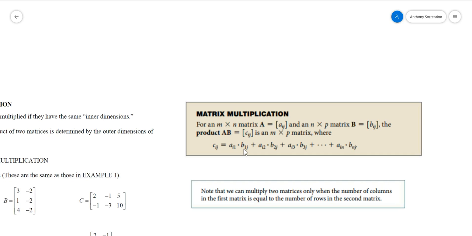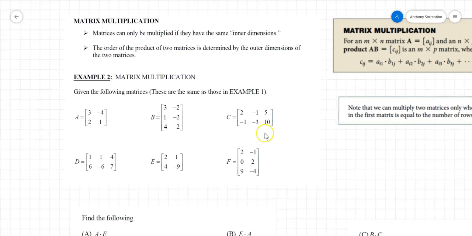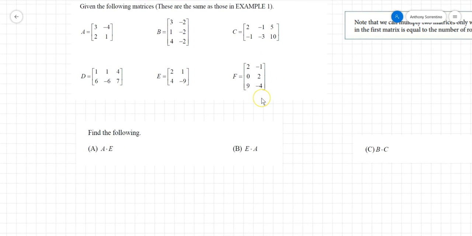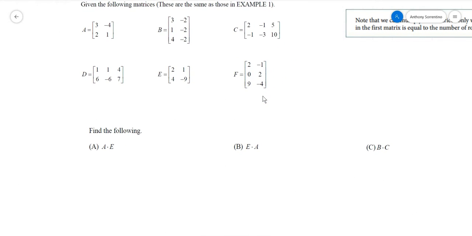That's where some students have issues. It's a totally different procedure that they're used to doing for any other kind of multiplication. So I'm still using the same matrices that we had before. So I'm going to rewrite out the two matrices.